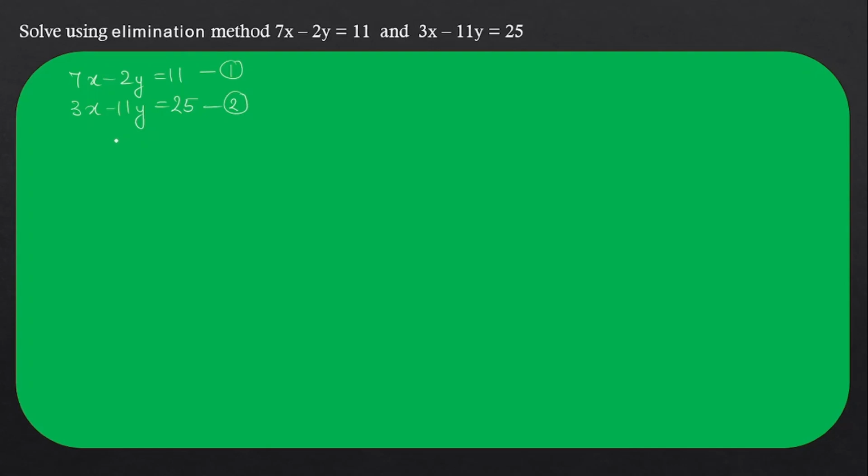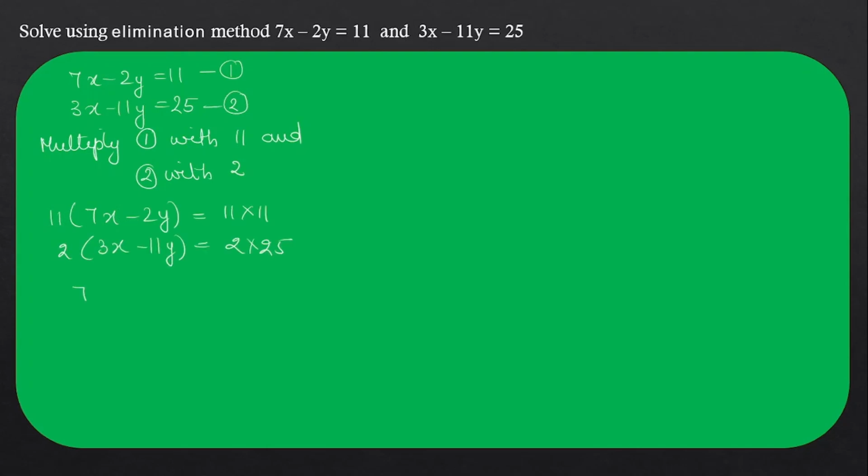So generally how can we make it same? Either by multiplying both the equations with the opposite coefficients. What exactly I'm trying to say is I will start by multiplying equation 1 with 11 and equation 2 with 2. What I will get? When I multiply the first equation with 11 and the second equation with 2, we get 77x minus 22y is 121. 6x minus 22y is equal to 50.